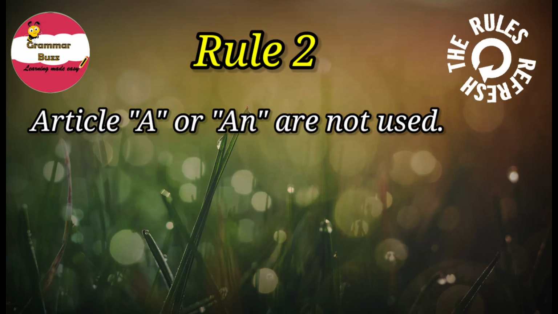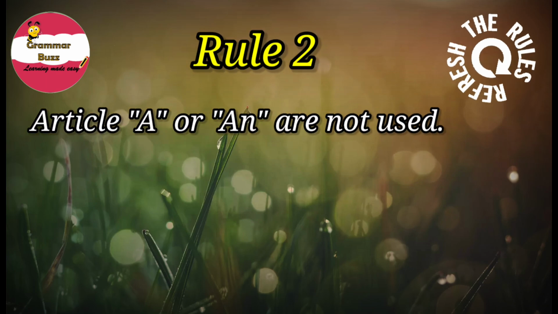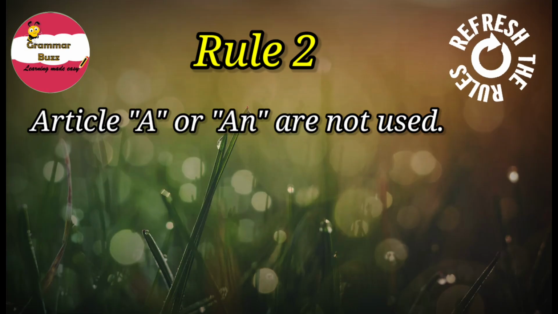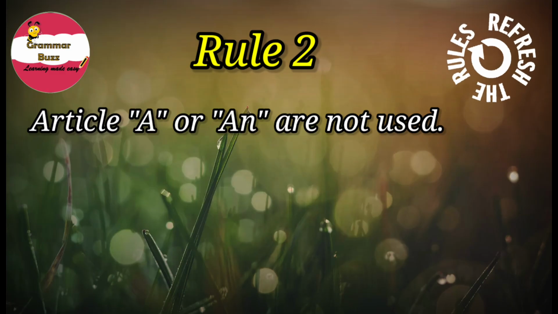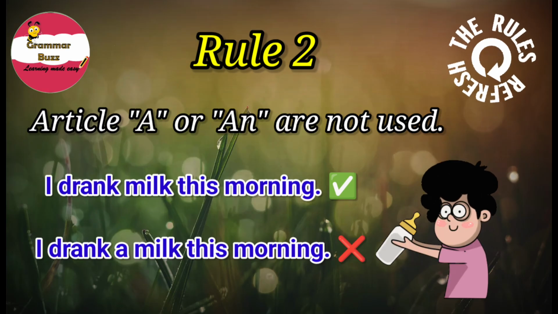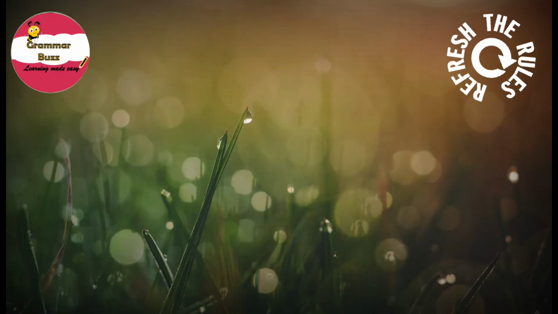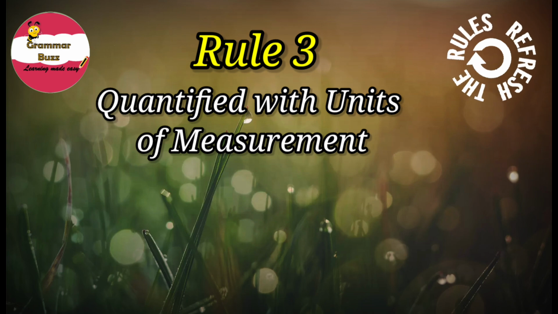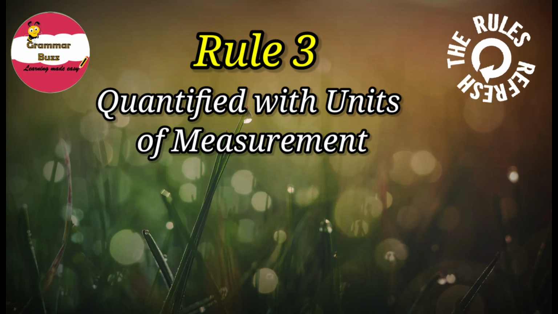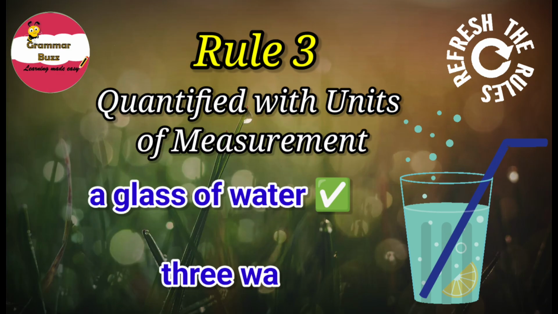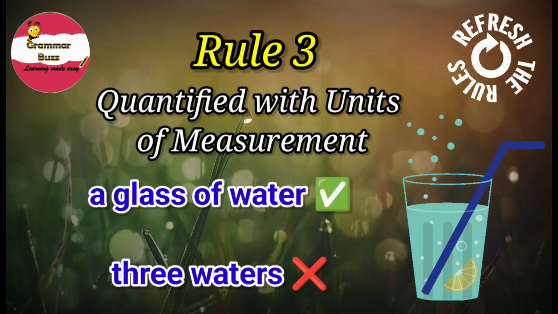Rule 2. Articles a or an are not used. Since material nouns are uncountable, we do not use indefinite articles a or an before them. For example, I drank milk this morning, not I drank a milk this morning. Rule 3. Quantified with units of measurement. Since material nouns cannot normally be counted and they are uncountable, we can measure them using units of measurement or containers. For example, we can say a glass of water, not 3 waters.